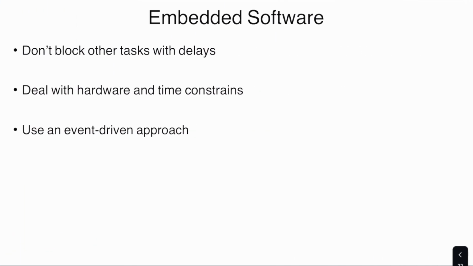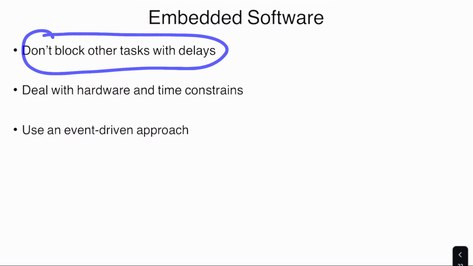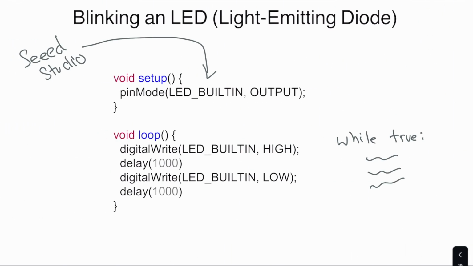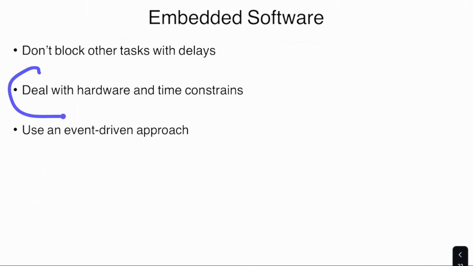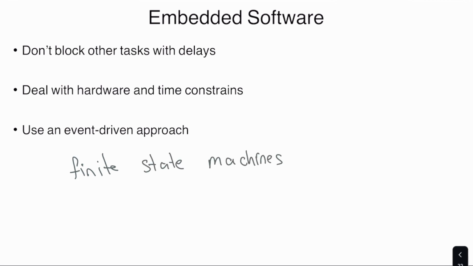So given these limitations, I have a couple of key pointers that I want you to remember when you're writing embedded software. Don't block other tasks with delays. The more delay code you write, the worse off your entire system will be. You need to deal with hardware and time constraints in another way. In fact, the way that we'll be using is called an event-driven approach, where we're going to be using finite state machines, or FSMs. That sounds fancy, but it really is just a way to structure your code that I'll show here shortly.